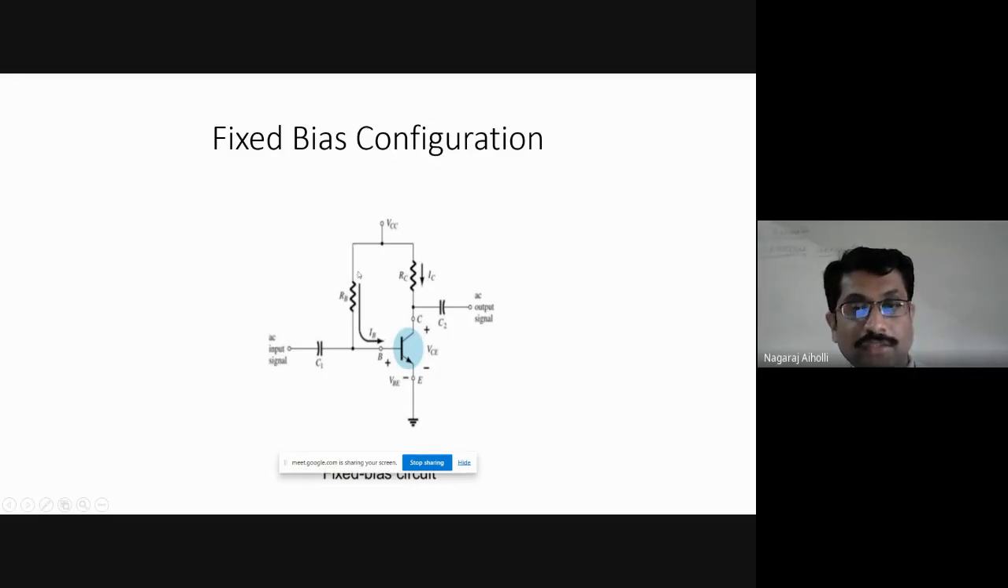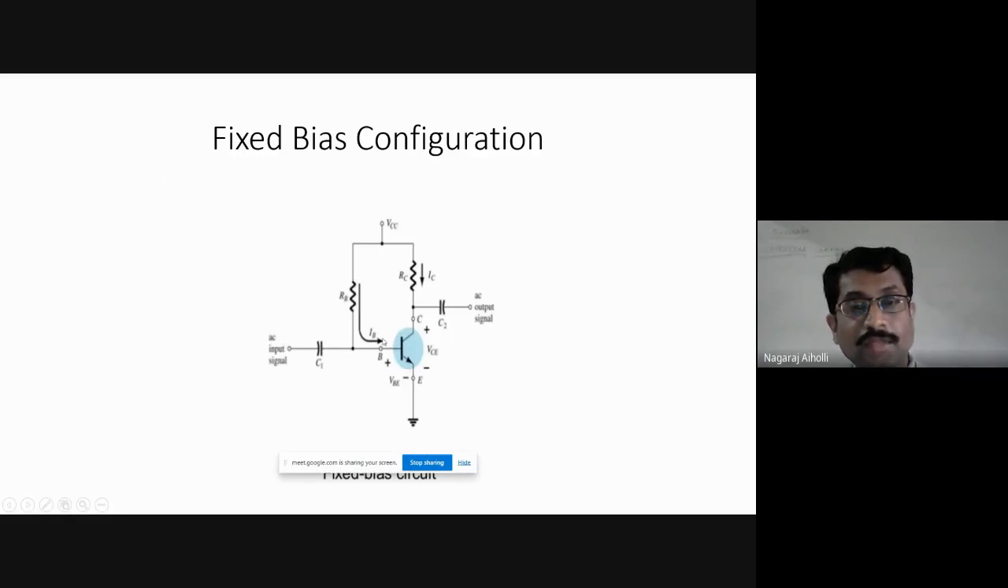Fixed bias configuration is a circuit in which the base current will not change for the given value of VCC. Note that for a given value of VCC, the base current will not change, and hence this circuit is called a fixed bias circuit or fixed bias configuration.